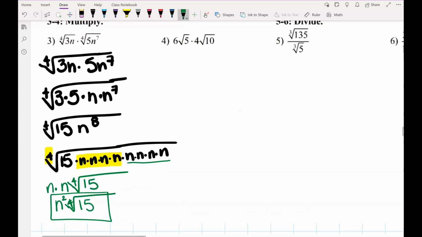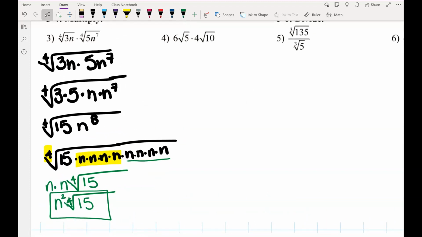Okay. Number 4. I have 6 square root of 5 times 4 square root of 10. The coefficients are 6 and 4. Put those together. The radicands are 5 and 10. Both have the square root, so that means the index is 2. They are identical. On the outside, that's 24.